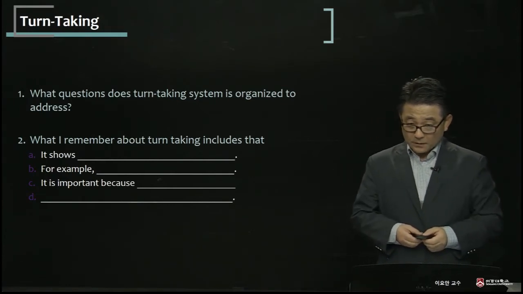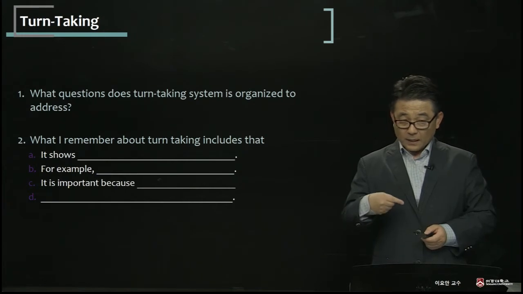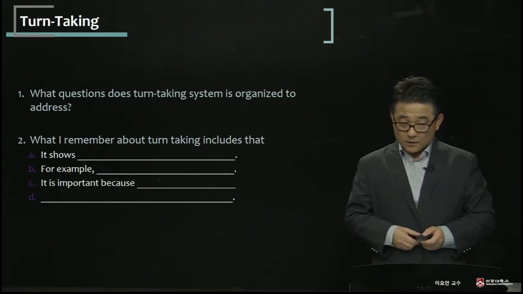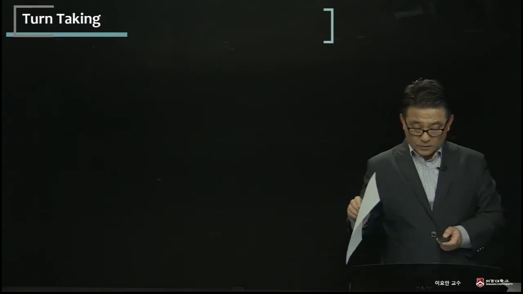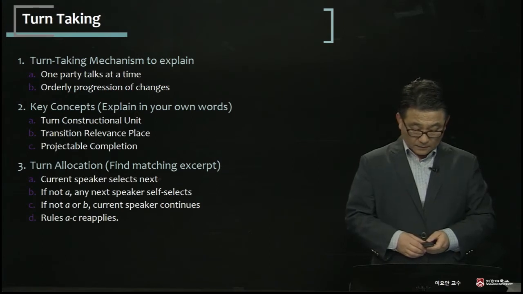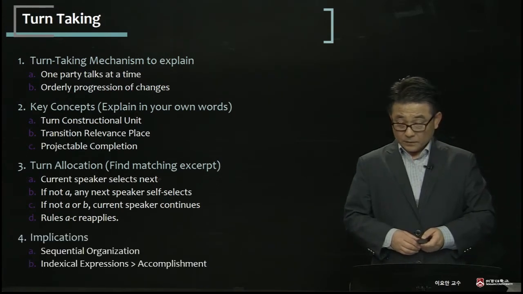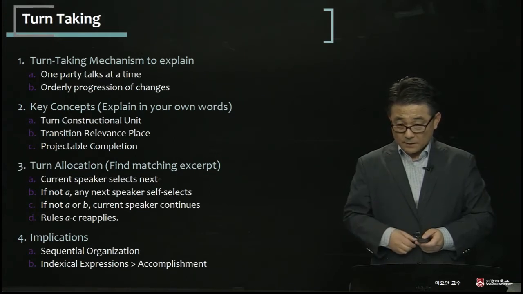What I remember about turn-taking includes that it shows and provides an example, and you think about why turn-taking is important in CA. So some clue to this question is presented in this slide. The number 1 turn-taking mechanism is designed to explain, and there are some key concepts, and then the turn allocations and why it is important.